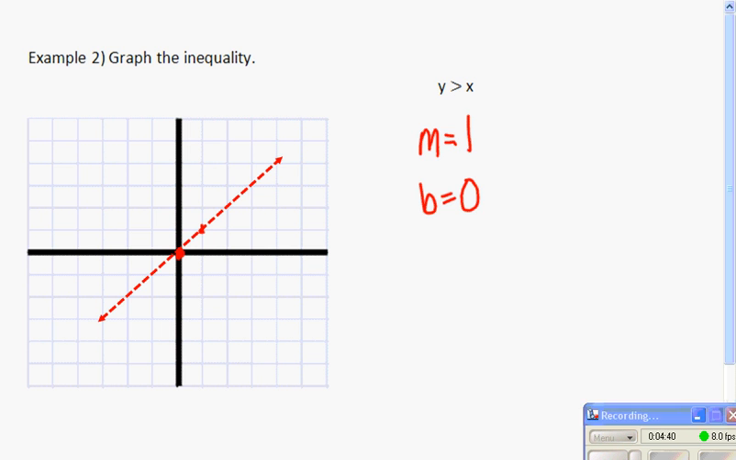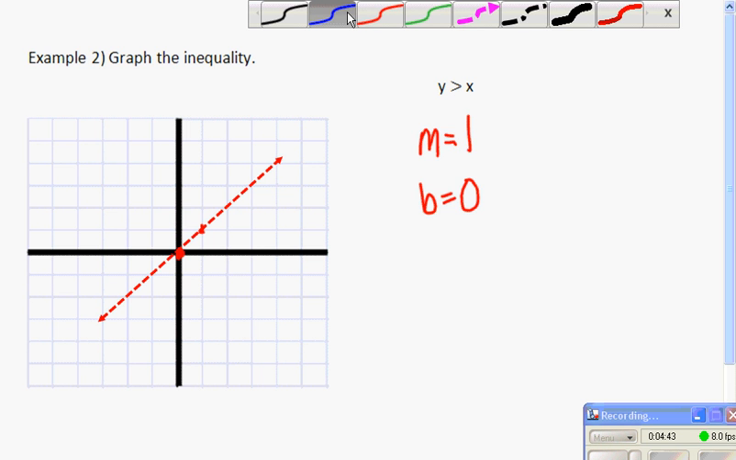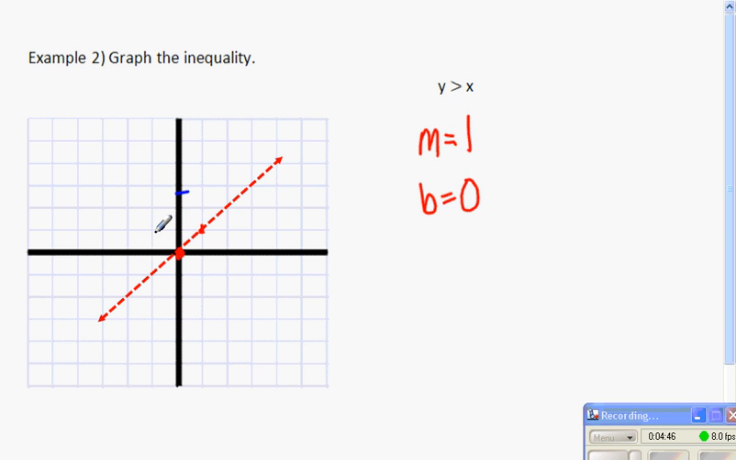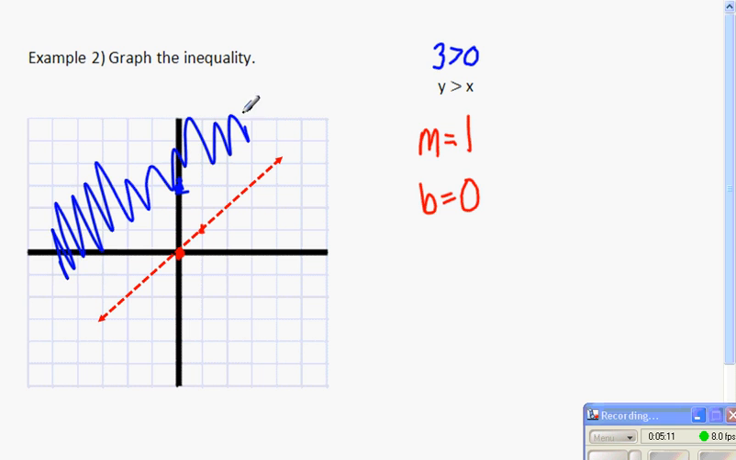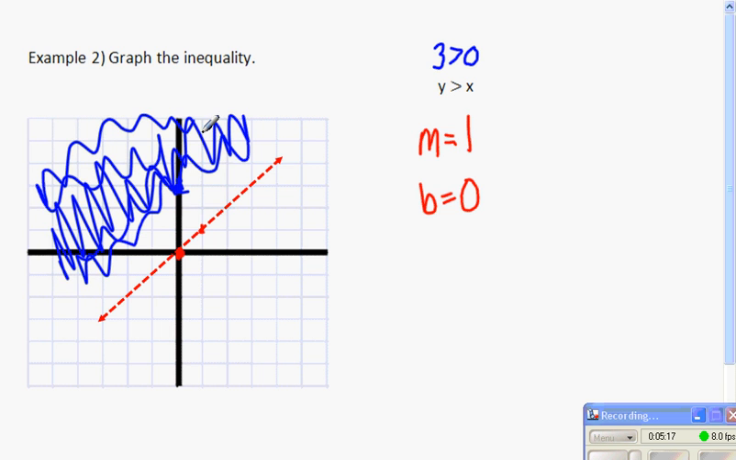Next, I would use a point to test. A point to test would be any point that is not on that line. I'll use this point right here. That point would be your x value is 0, your y value is 3, and I have 3 is greater than 0. Is that a true statement? Yes, it is. So if it's a true statement, all these values up here are true, and that would shade up the top, above the line. Notice I did not use my origin 0, 0 because the line goes through the origin, so you would not want to use that point.